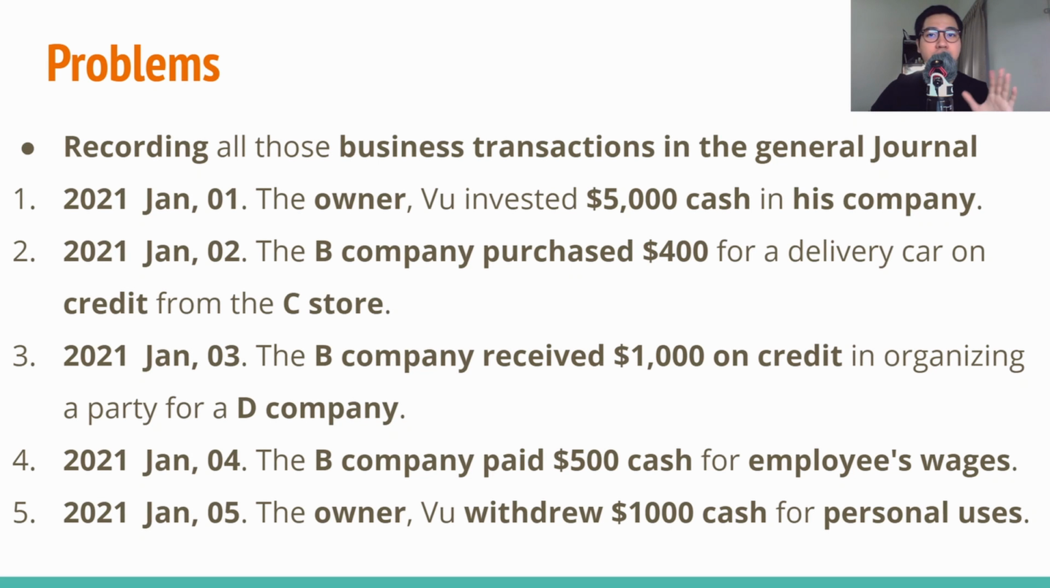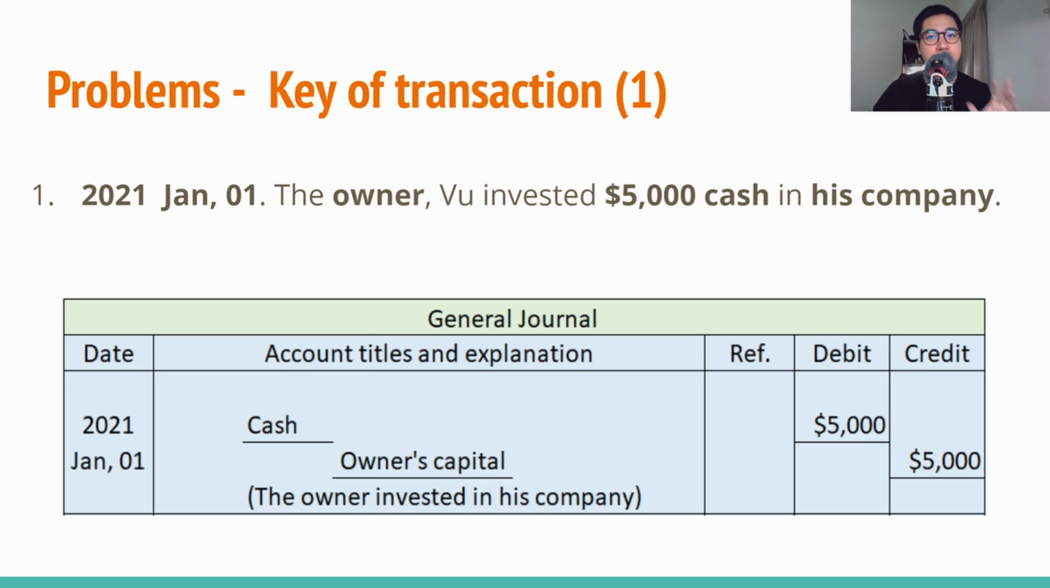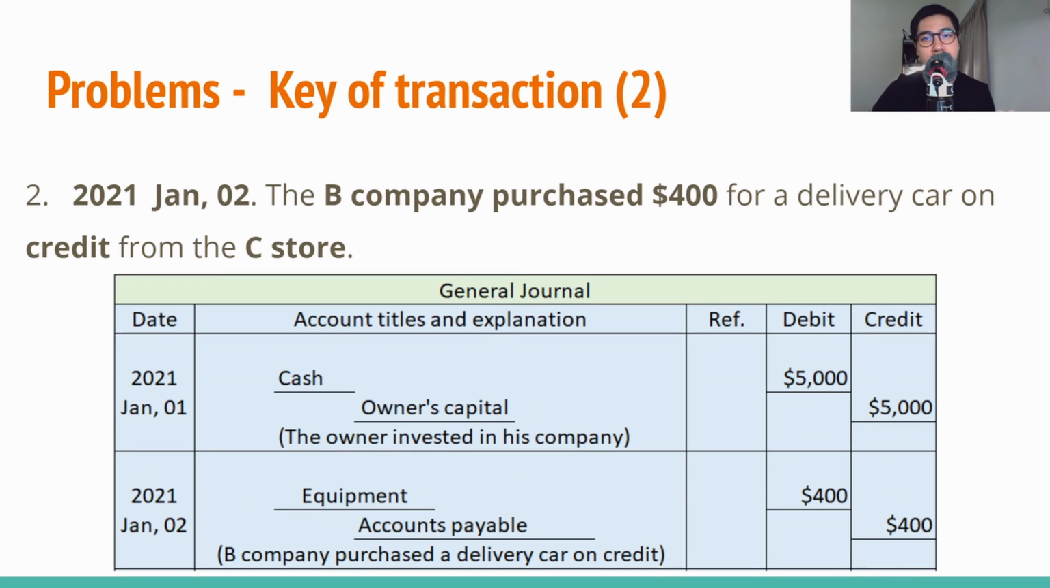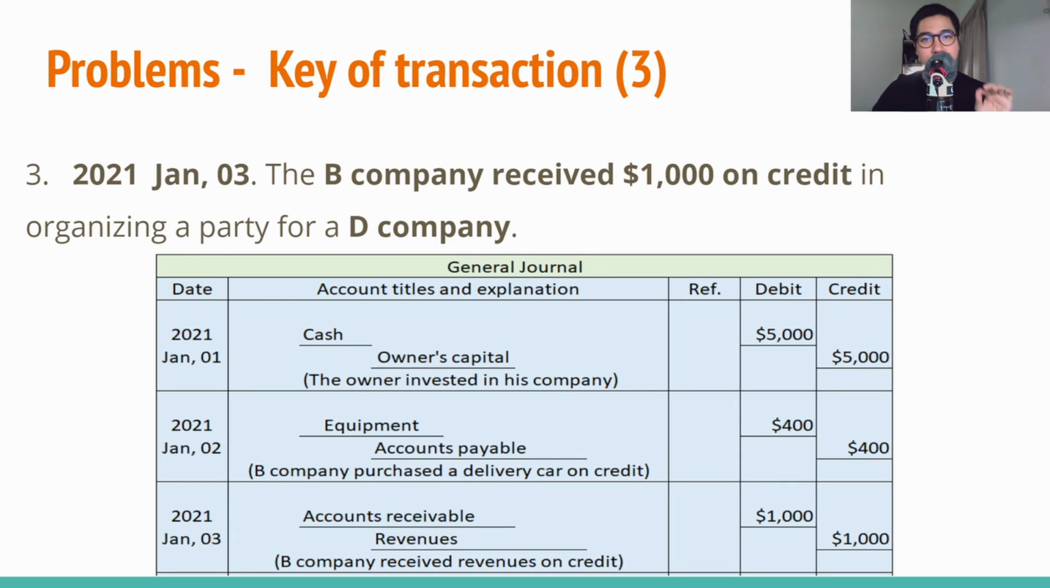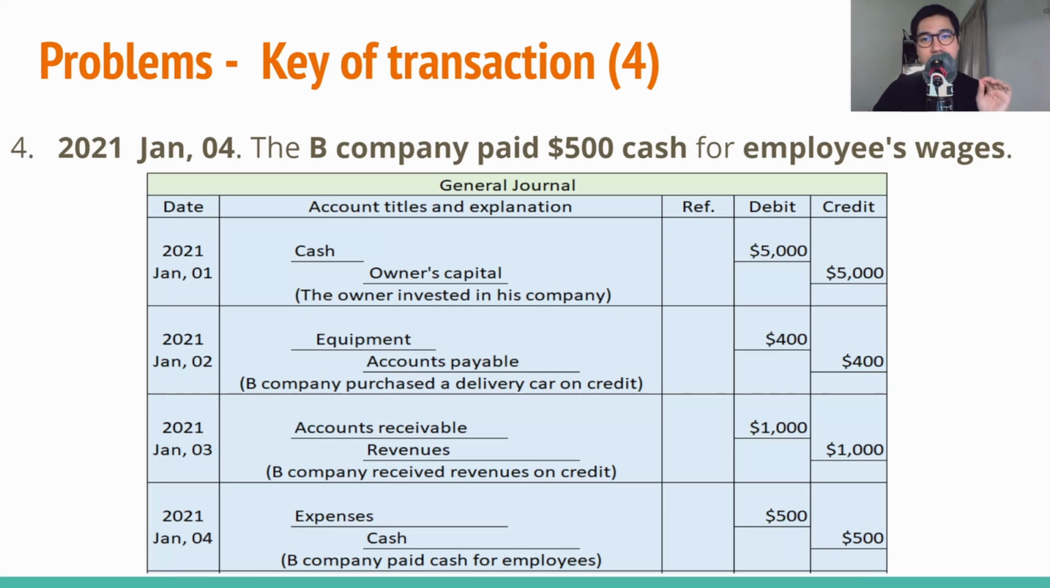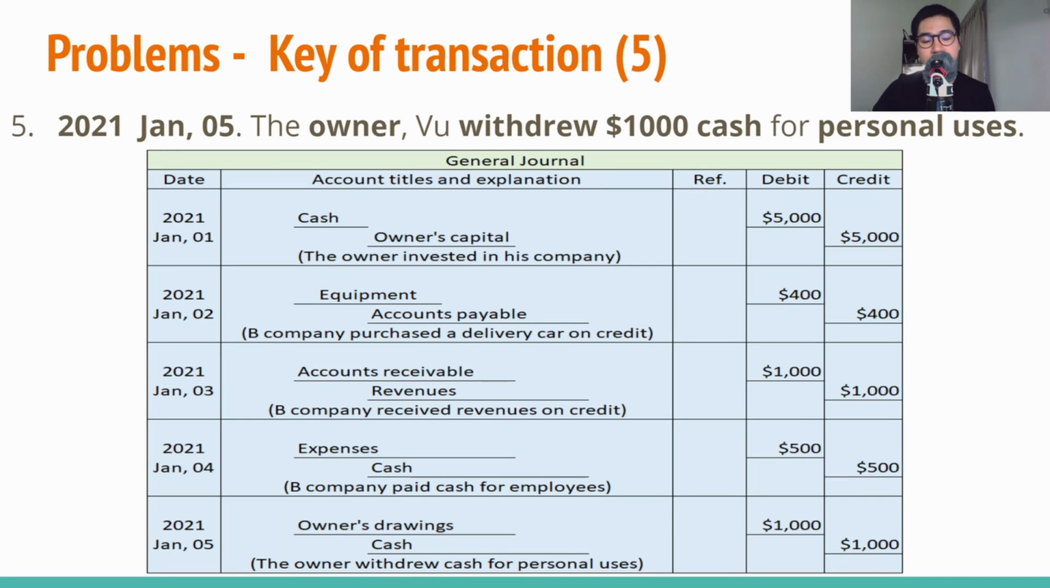So, here is a practical problem. There are 5 business transactions, and you need to record all those business transactions in the general journal. So try it out first and then compare it with my answers, okay? This is the key for the first transaction. This is the key for the second transaction. This is the key for the third transaction. This is the key for the fourth transaction. This is the key for the final transaction.